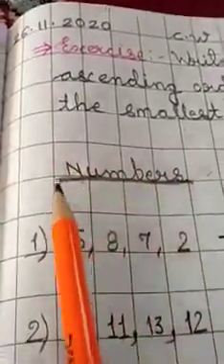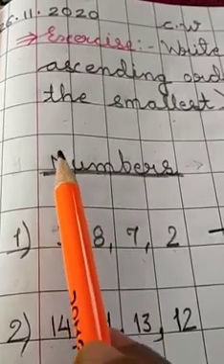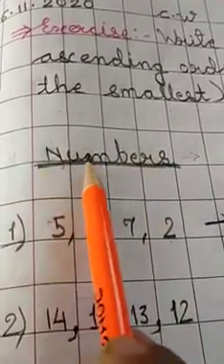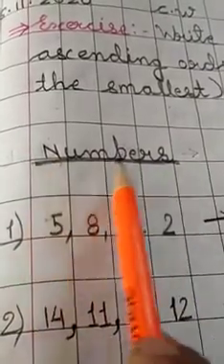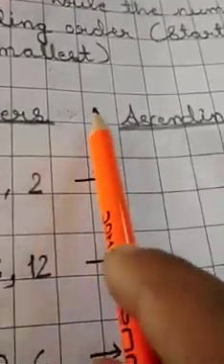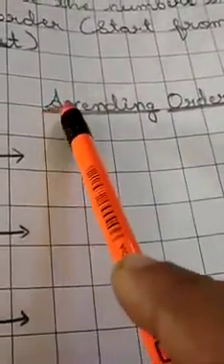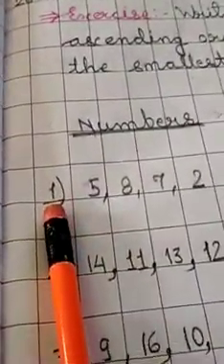Okay, so leave this line, and from here by using 4 boxes 1, 2, 3, 4, write the heading numbers. Now leave this 2 box. After that, write down ascending order. Now leave this line. From here, write down number 1.